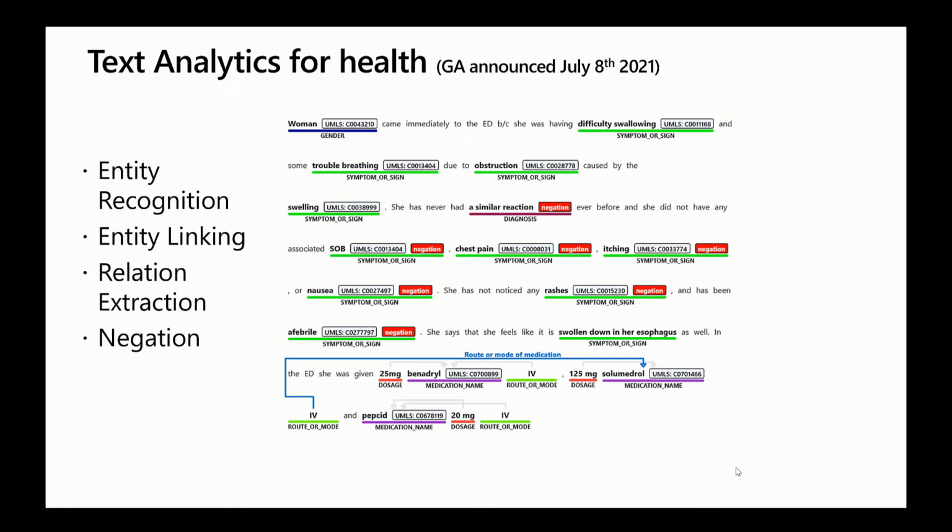TA for Health, that's the latest offering that we have. And it basically gives you 4 different outputs when you send text, right? So it's combining 4 different things when you make a single API call. So you can do entity recognition, entity linking, relation extraction, and negation. So it's basically assertion, right? So you can do everything together in a single call.